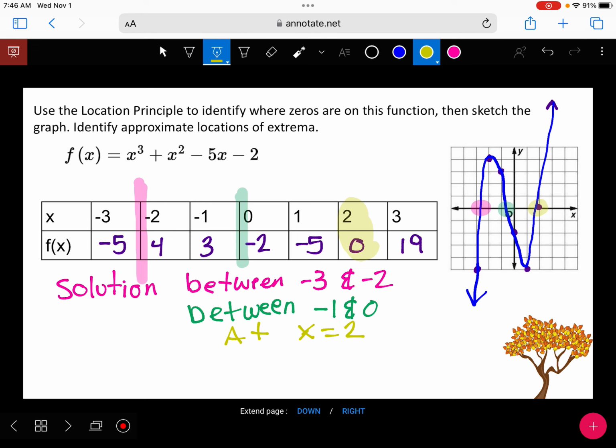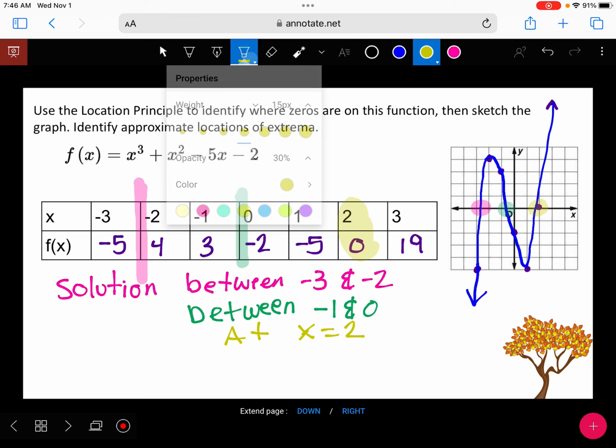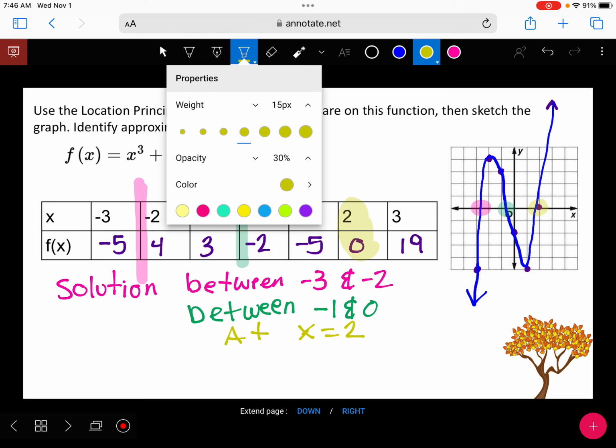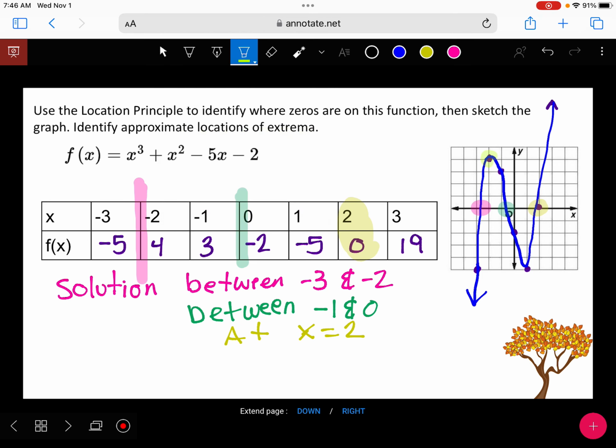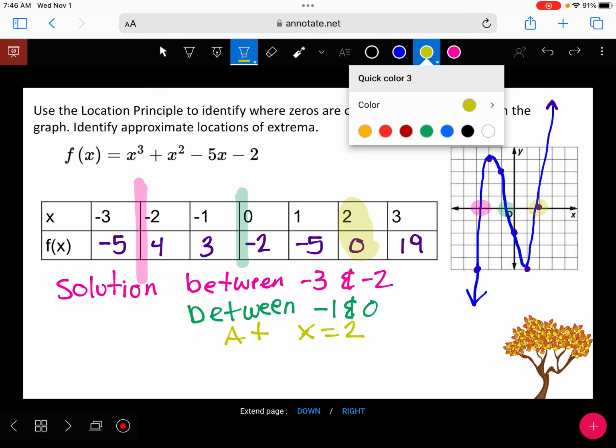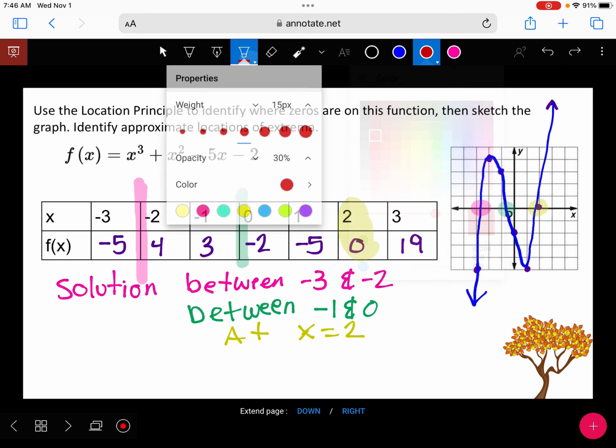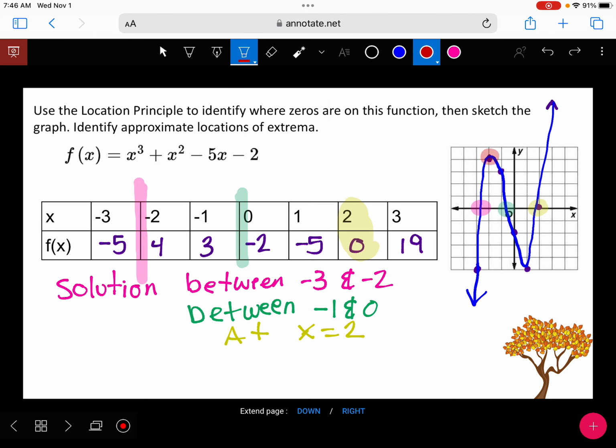Our last piece of this is to identify our extrema. So we have 2 extrema here. Take this bright green. Ooh, that does not show up at all. So let's go with red. So this one here, up at the top, is that a relative maximum, an absolute maximum, a relative minimum, or an absolute minimum? This one. Relative maximum.